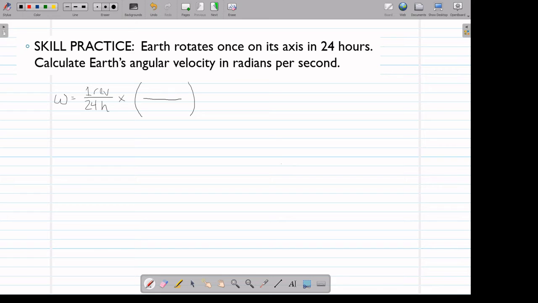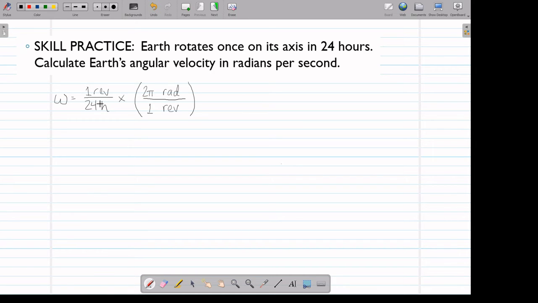We want to convert revolutions to radians. So I will bring revolutions to the bottom because I want it to cancel out with the revolutions that's on the top. And I will put radians on the top because that's the desired unit. That's what I want to convert to. And from my conversion factor, we remember that 1 revolution is equal to 2 pi radians.